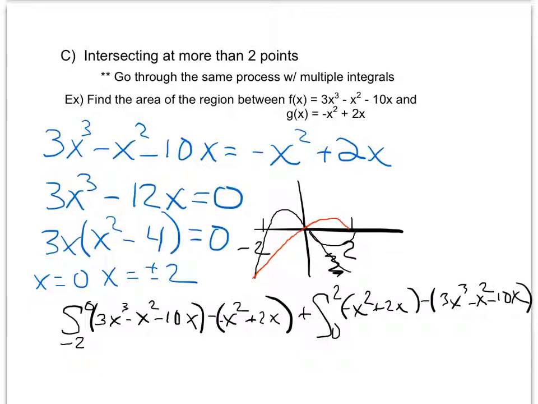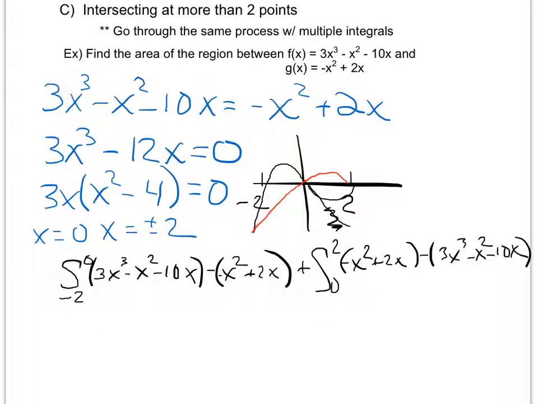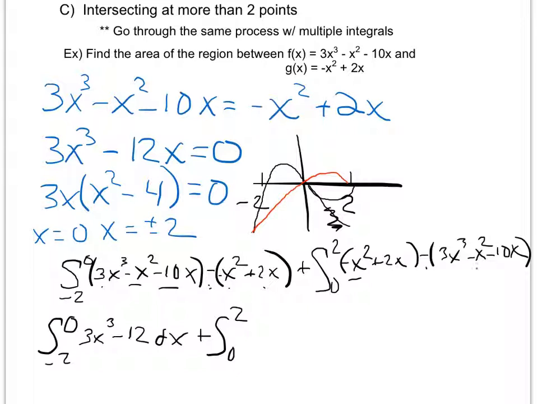So I'm going to go ahead and simplify this. When I do, I get the integral from negative 2 to 0. So let's see, 3x cubed has no like terms. Negative x squared minus a negative x squared, those are gone. Negative 10x minus 2x is minus 12x. Plus the integral from 0 to 2. Negative x squared minus a negative x squared, those are gone. 2x minus a negative 10x is 2x plus 10x, giving me 12x. And then a negative 3x cubed gives me minus 3x cubed.